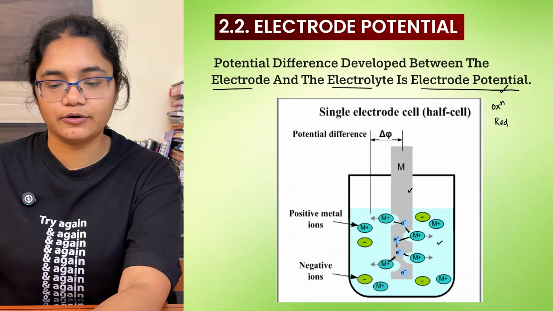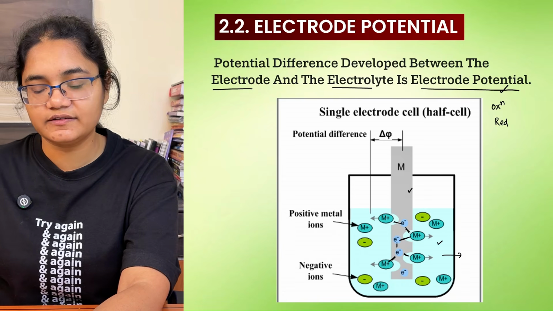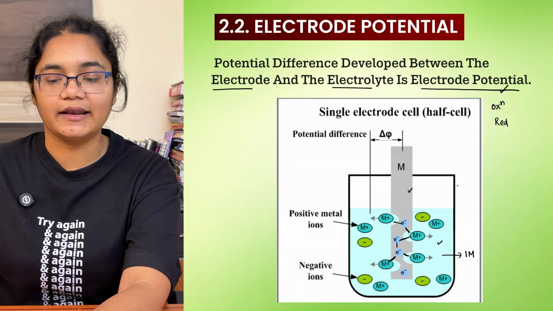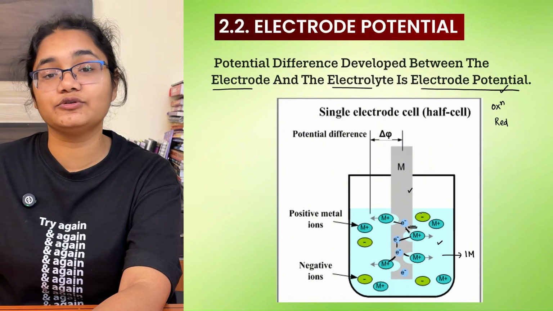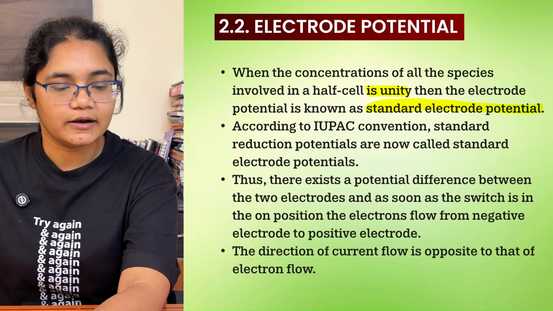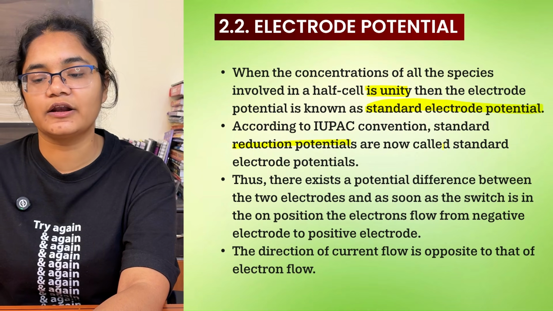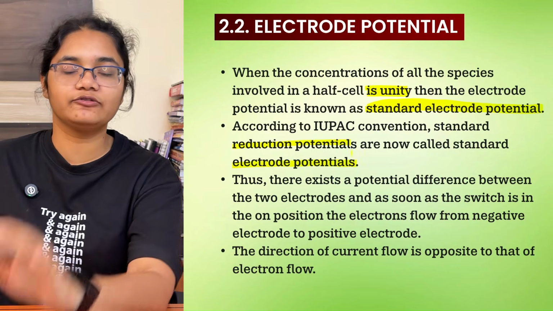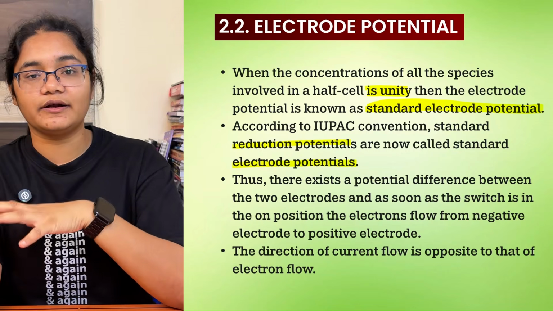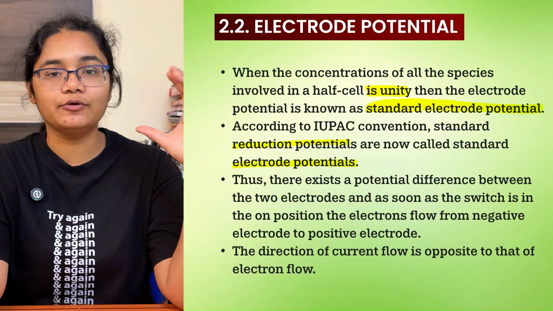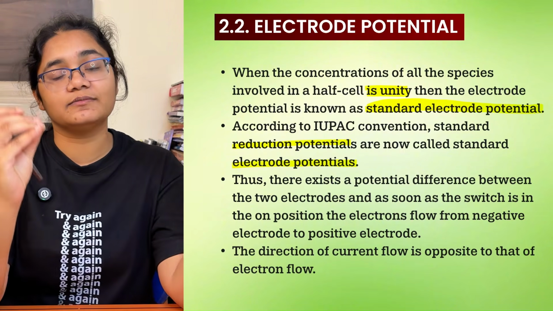Now, in this particular diagram, if the concentration of this electrolyte is 1 molar and the temperature is room temperature, then whatever potential is generated here is called your standard electrode potential. Got it? Now let's move forward. According to IUPAC convention, the standard reduction potentials are now called standard electrode potentials. As I told you, there are two types of potential: on the oxidation half cell you get oxidation potential, and on the reduction half cell you get reduction potential. But IUPAC has made a common convention that every electrode potential should be represented in terms of reduction potential.